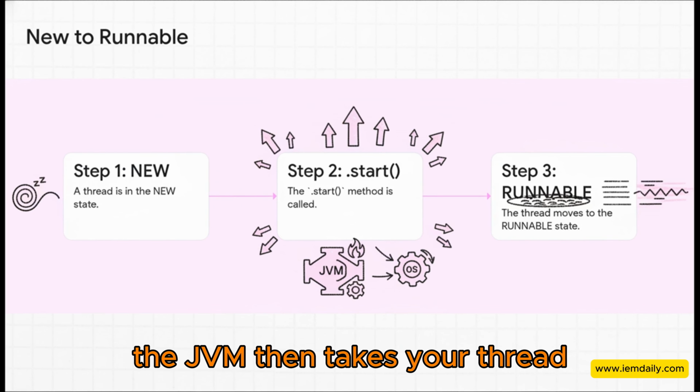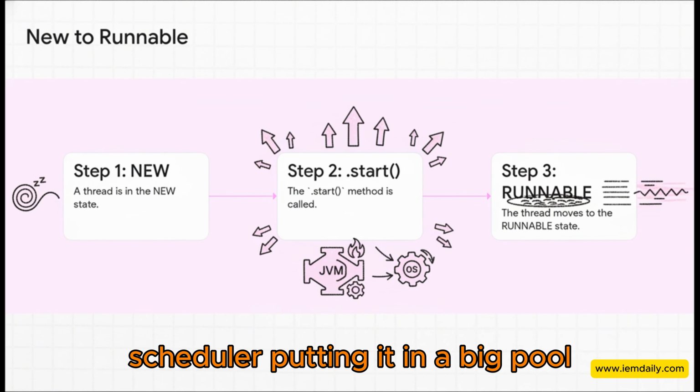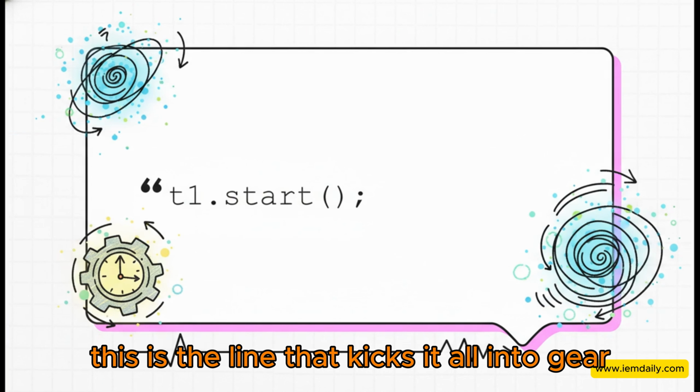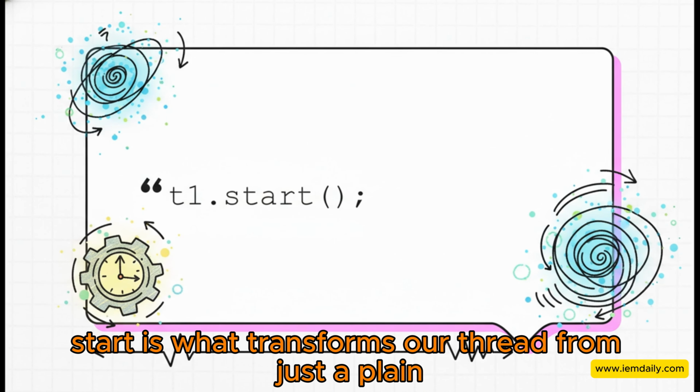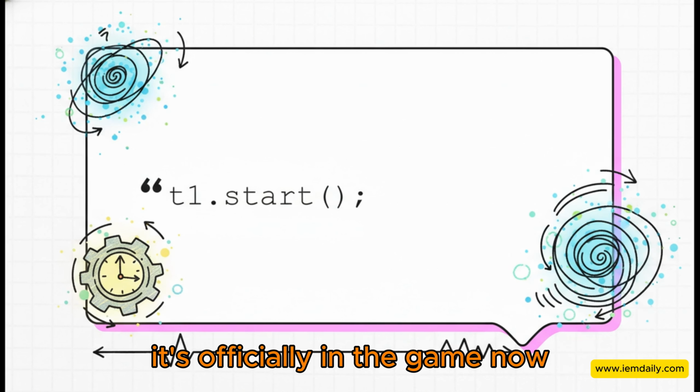The JVM then takes your thread and introduces it to the operating system's thread scheduler, putting it in a big pool with all the other threads that are ready and waiting to run. This is the line that kicks it all into gear. Calling .start() is what transforms our thread from just a plain old object into a real, active part of your program. It's officially in the game now.